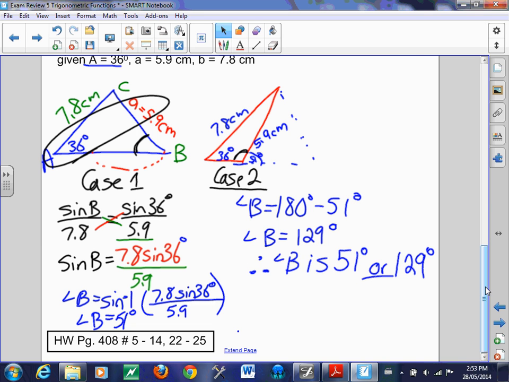And again, that's only because this side A is not fixed by any angle. So it can sway back and forth and have two possible options.